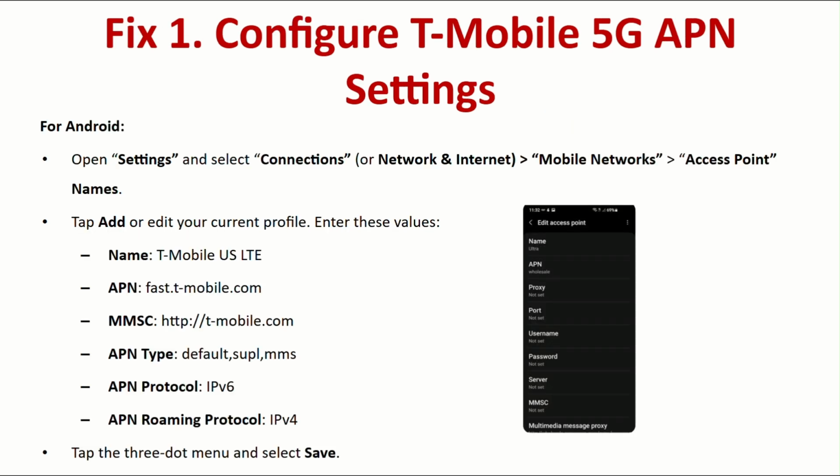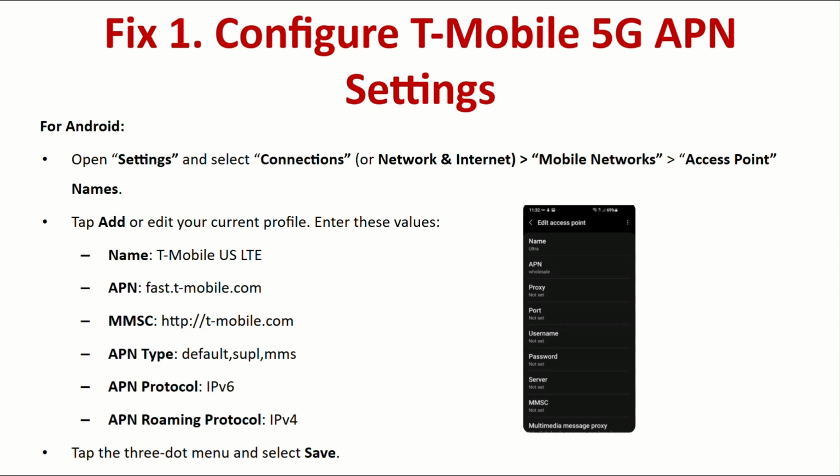Fix 1. Configure T-Mobile 5G APN settings. For Android, open Settings and select Connections or Network and Internet. Then from there, go to Mobile Networks and then go to Access Point Names. Then tap Add or edit your current profile and enter these values.